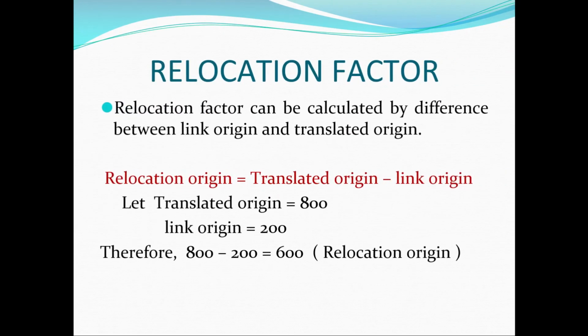From the numerical point of view, if we have to calculate the relocation factor, the relocation factor is basically the difference between the link origin and the translated origin. For example, if we have the translated origin as 800 and the link origin as 200, that is, the module goes from 800 to 200, then the relocation factor can be calculated by 800 minus 200, which is 600. So basically it is the difference between the link origin and the translated origin.